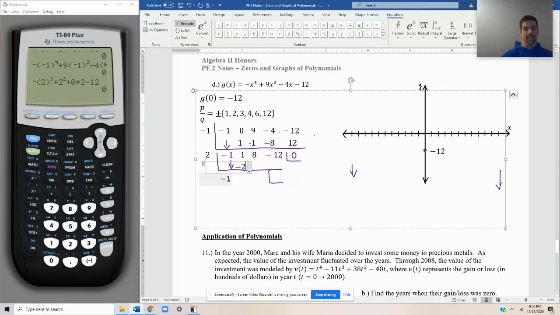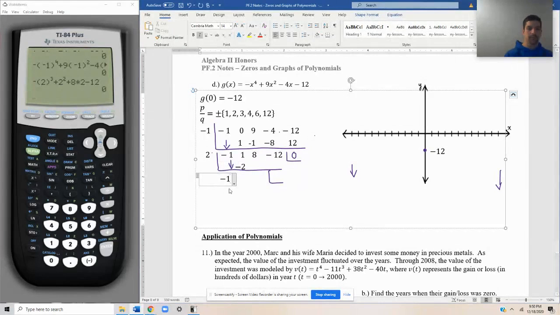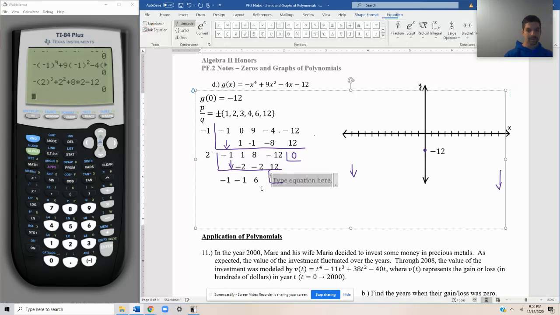I'm going to add down that column. Negative 2 plus 1 would be negative 1. And I'm going to take that negative 1 times 2. That goes in the next column, which would be a negative 2. And then take 8 plus negative 2, which would give me 6. And take my 6 times 2 and put that in the next column. That gives me 12. Add down this column. And 12 plus negative 12 would give me what I would expect to have as a remainder here, 0.